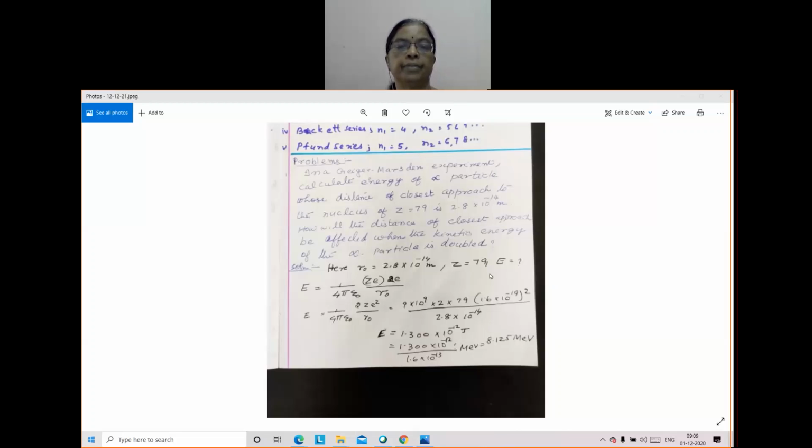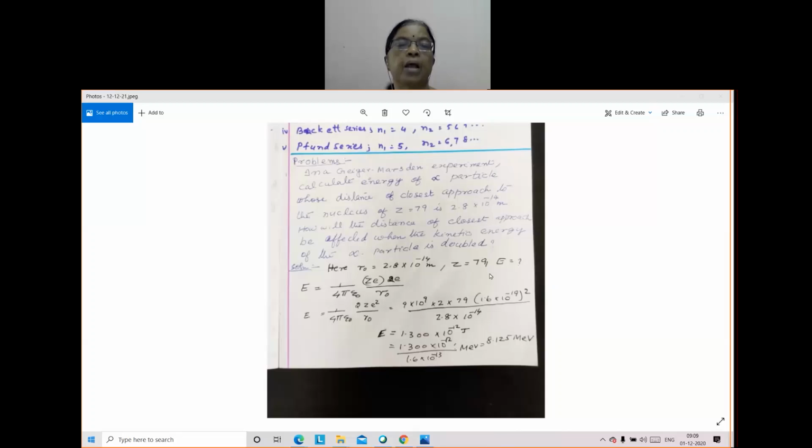So first you have to read the question well and write what all quantities are given. And you have to connect it with the equations. So first let us see what is given here. Calculate the energy of the alpha particle. First you have to calculate the energy, whose distance of closest approach to the nucleus of Z. Z, the atomic number, is given. And the distance of closest approach R0 is also given, 2.8 × 10^-14 meter.